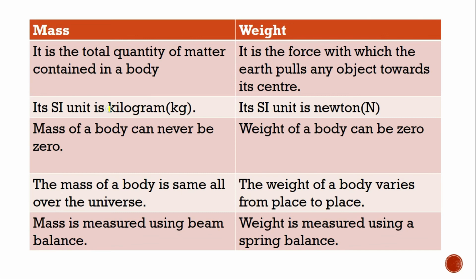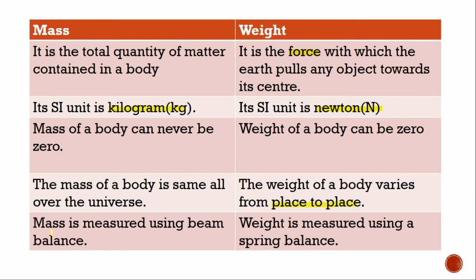So the SI unit of mass is kg, which we have already read. If you see the definition of weight, we just learned that it is a force. Now because weight is a force, definitely its SI unit should be Newton. Then again, mass of a body can never be zero, while weight can be zero, as we discussed earlier that in space and at the center of the earth weight is zero. Mass of a body is same all around this universe, as it is an inherent property of a body, while its weight varies from place to place due to the change in the gravity.